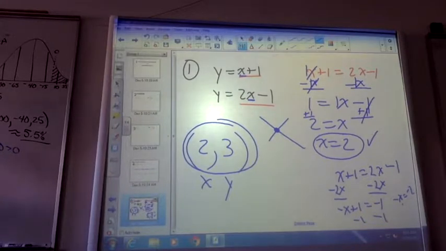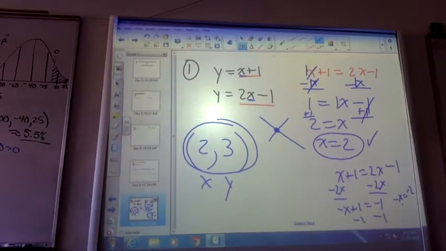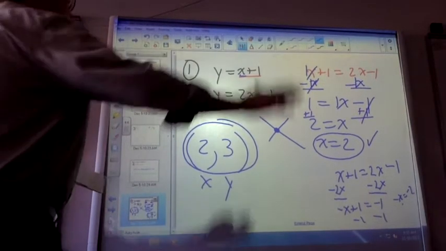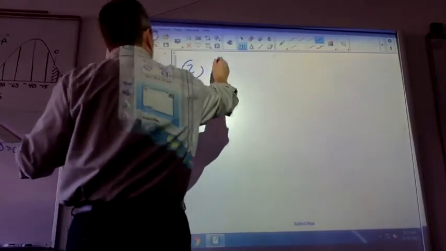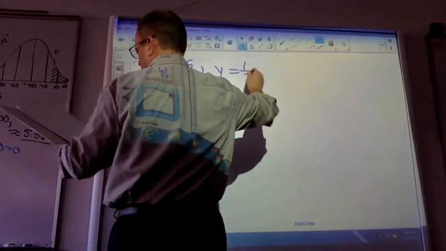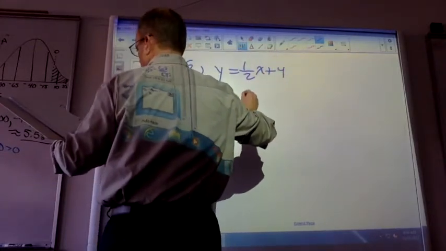Okay? So let's see if we can get to number 2. Number 2 isn't just set up as y equals and y equals. So at number 2, I have y equals 1/2 x plus 4, right? And then 2y plus 2x equals 2.